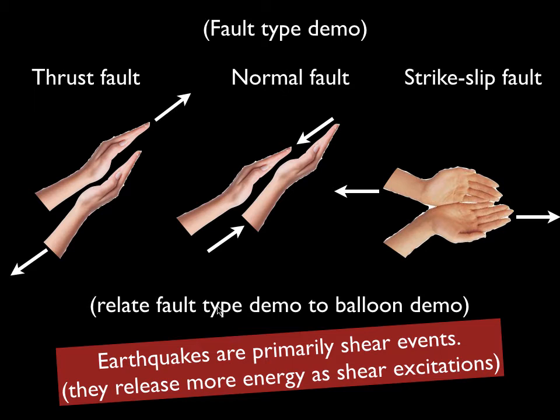Now, when you think about these motions with my hands, how does that relate to our balloon demo, where we were looking at the difference between compression and shear? In each case, I'm moving my hands past each other in a shearing motion. In fact, earthquakes are primarily shear events. They release more energy as shear excitations than they do in compression.